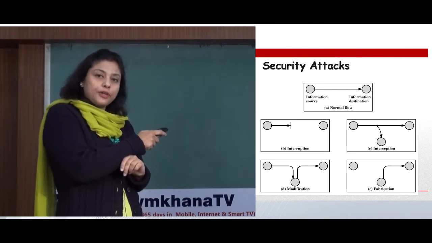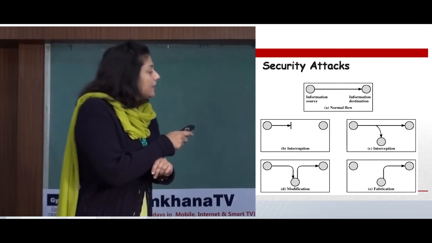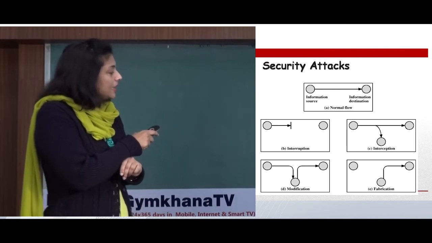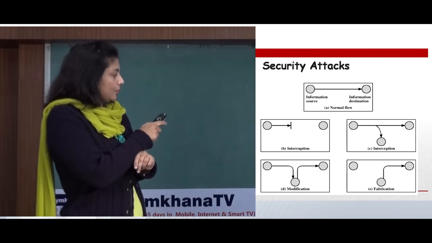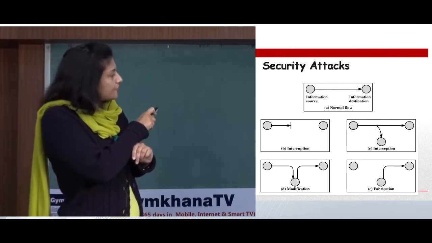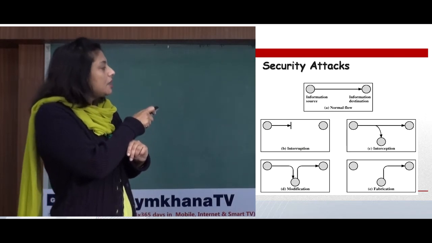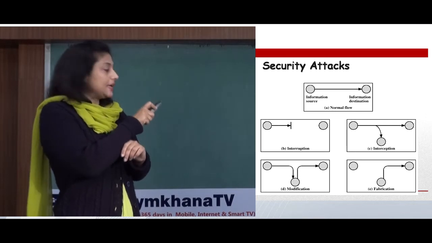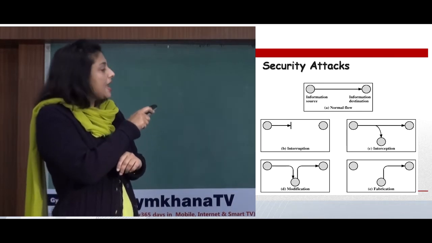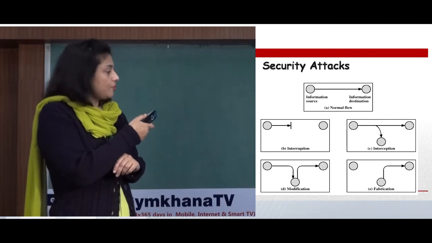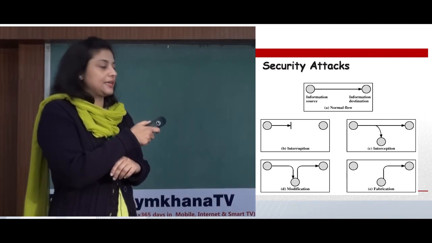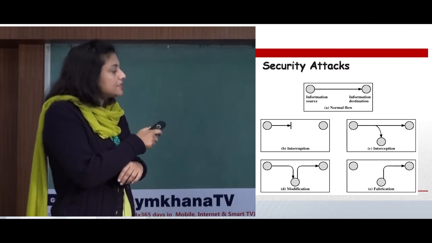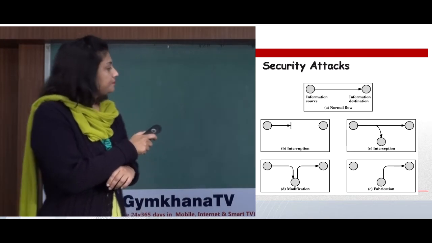Let's go to figure number D, where it is showing modification. This is also an attack. Here, unlike normal flow, the data goes from the information source but cannot reach the destination. In between, the attacker is sitting quietly and catching the information and then modifying the data and then passing it over to the destination. So this is called modification of data.